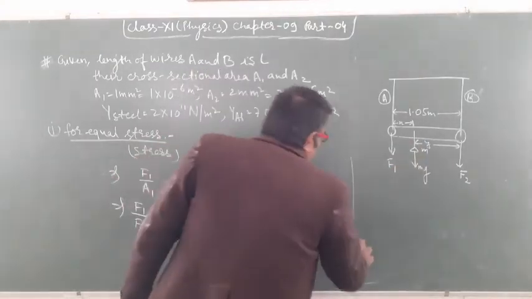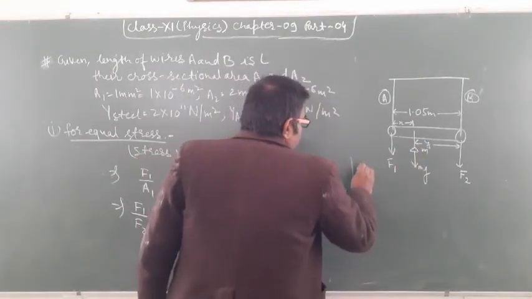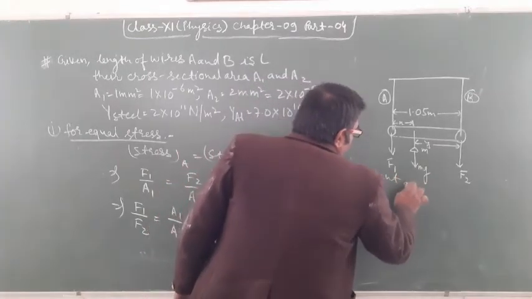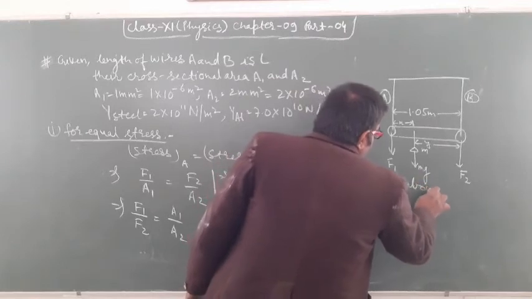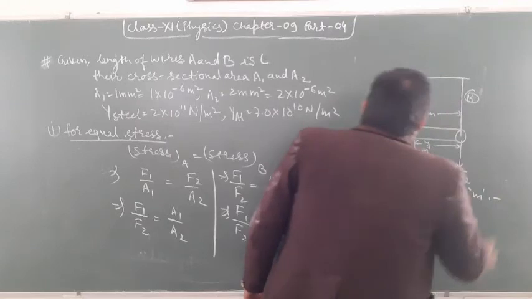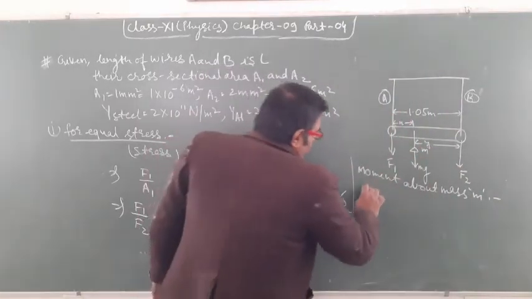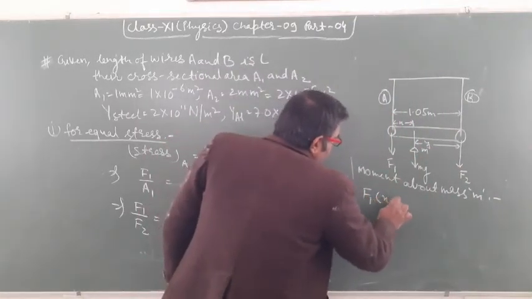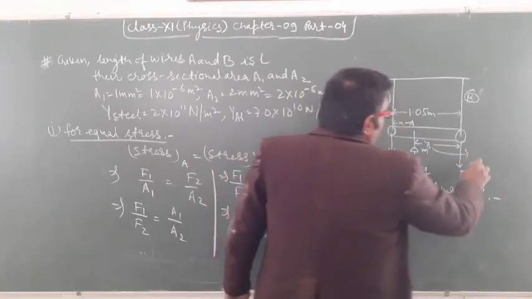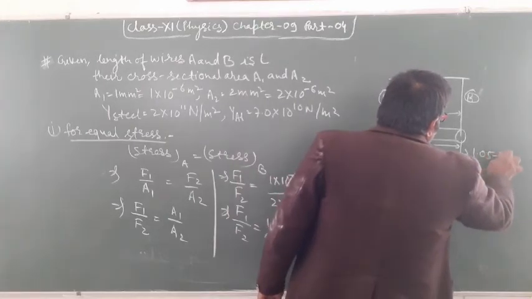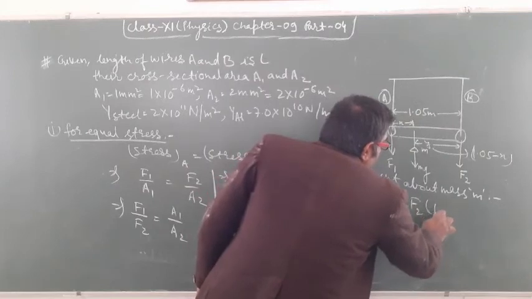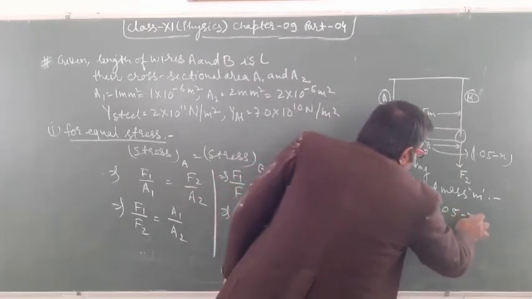So we can say that moment about mass m. F1 into x is equal to, this distance will be y, y is equal to 1.05 minus x. So F2 into 1.05 minus x.